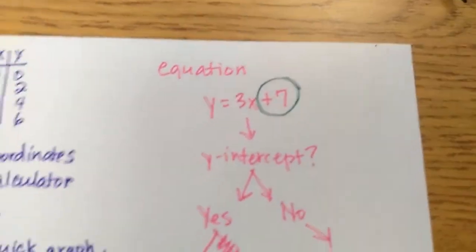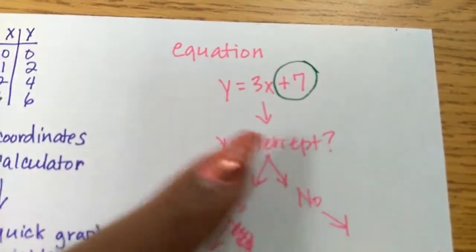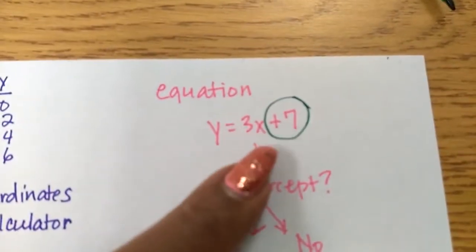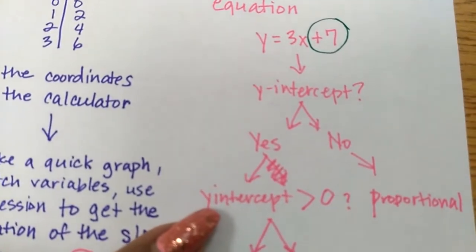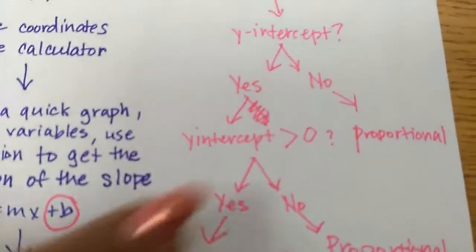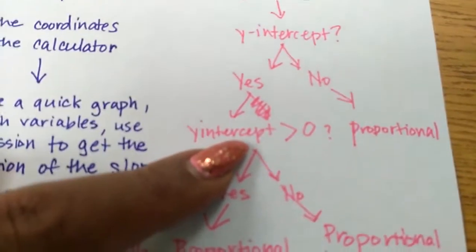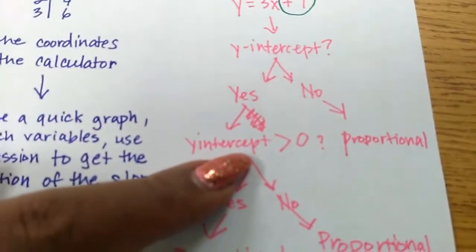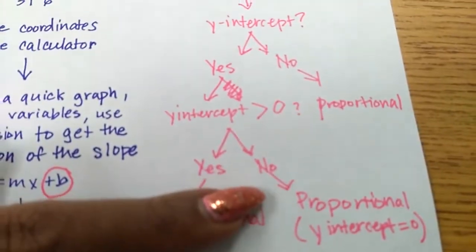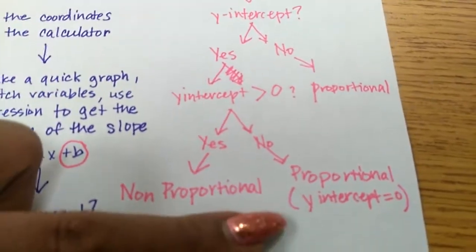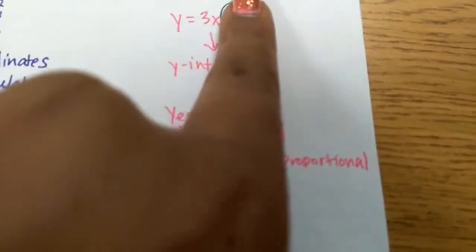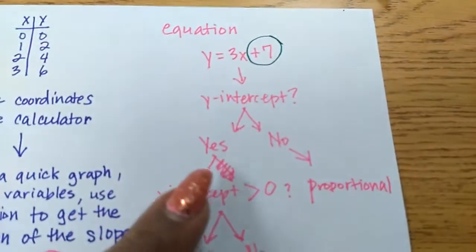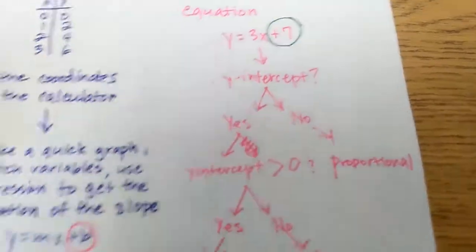From an equation, I have y equals mx plus b, slope-intercept form. I focus on the y-intercept. Do I have one? Yes. Then is that y-intercept greater than 0? Yes, it is. 7 is greater than 0. Then this is non-proportional. If I had the y-intercept and it was equal to 0, so that's not greater than 0, that's proportional. Y-intercept equals 0. If I have an equation and I do not have a y-intercept, just the slope, that is proportional.